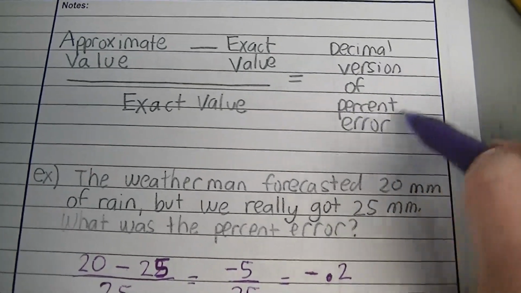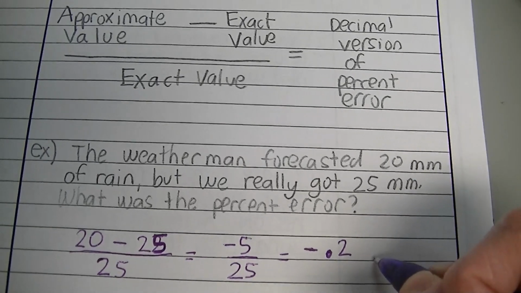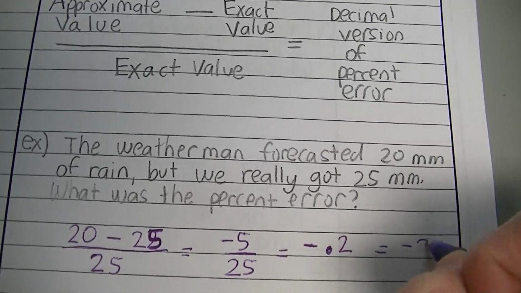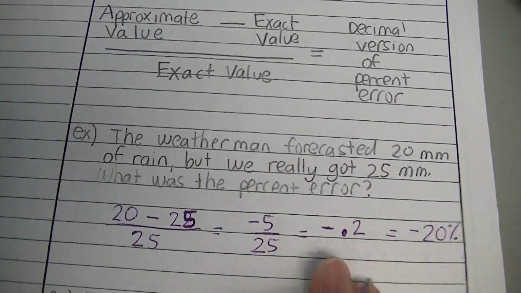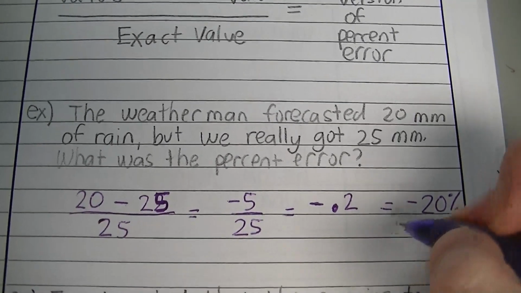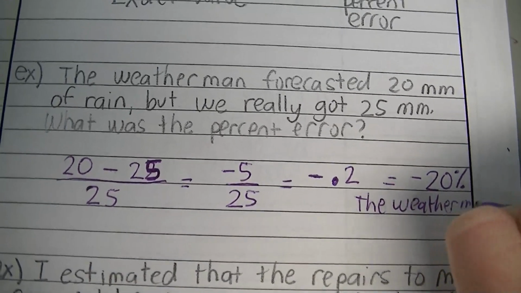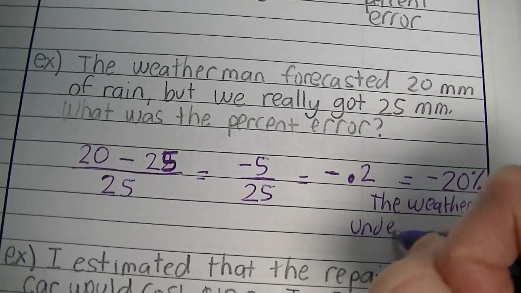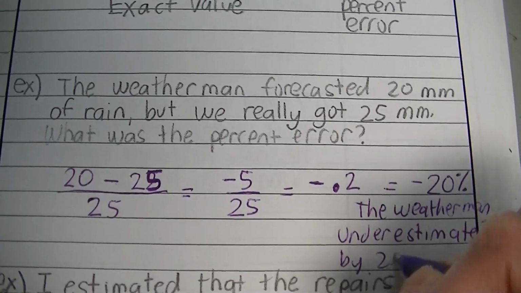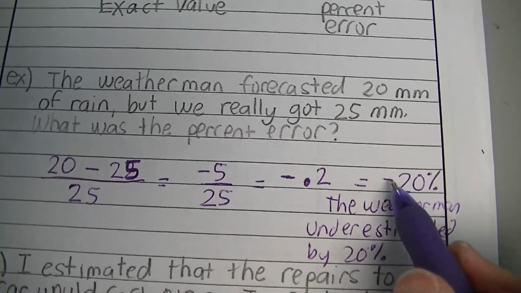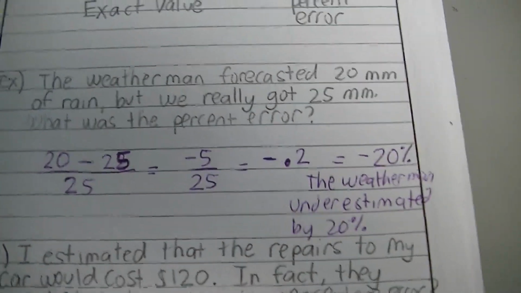Okay, and remember that's the decimal version of the percent. So from there we need to go ahead and multiply that by 100, and that would give us a negative 20%. Okay, and what that means in the context of the problem is the weatherman underestimated by 20%. And I know it's an underestimate because I have a negative right there. That means the weatherman was lower than he was supposed to be by 20%.